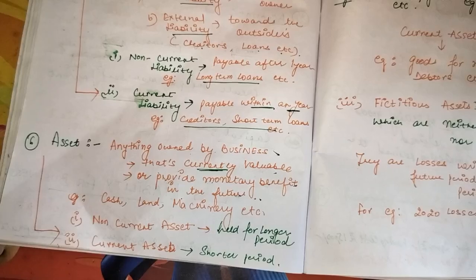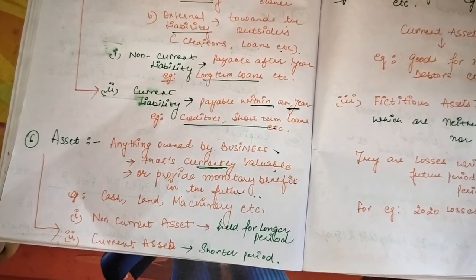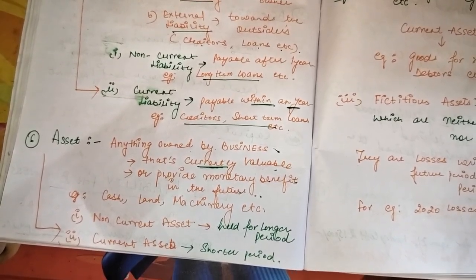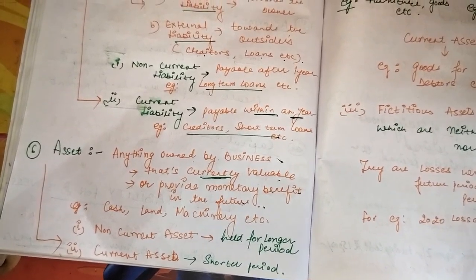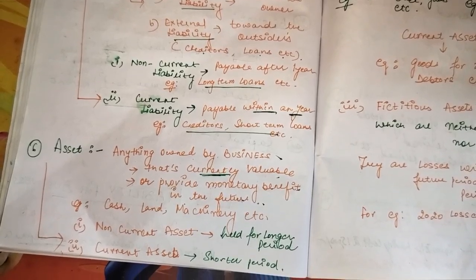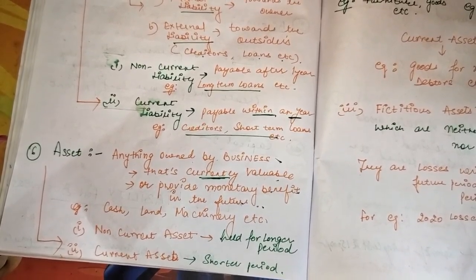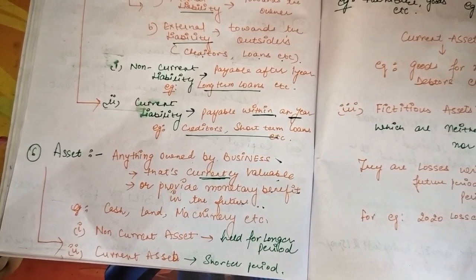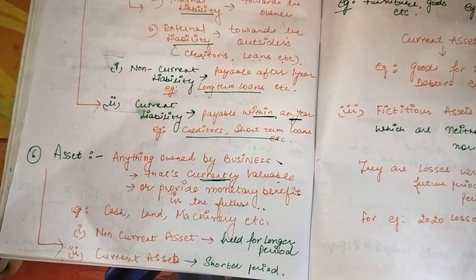Now what is basically a current asset? A current asset is an asset that is held for a shorter period. Here a shorter period can be less than 1 year. For example, stock is to be sold within 1 year. Okay, so this is a current asset.